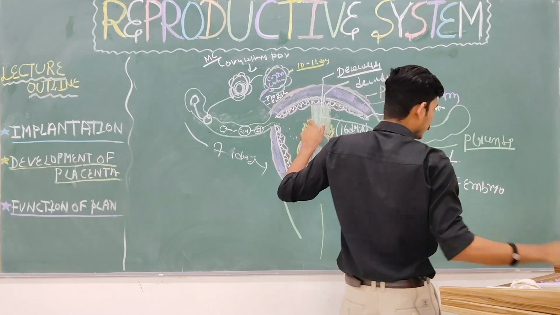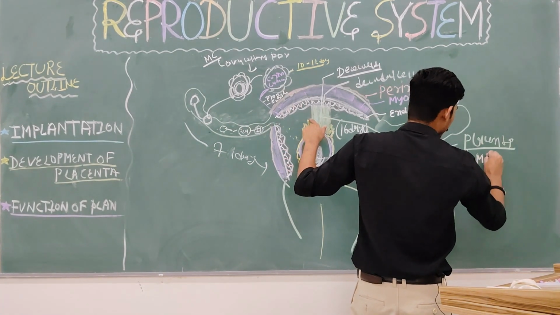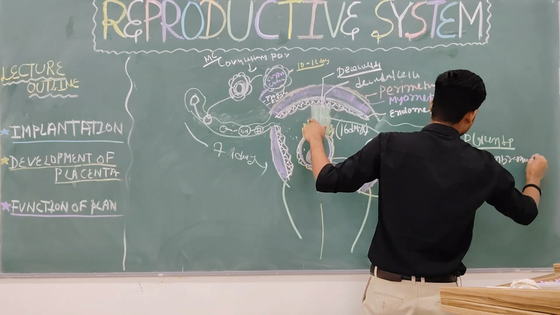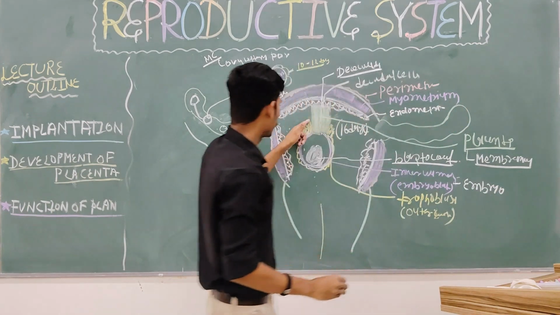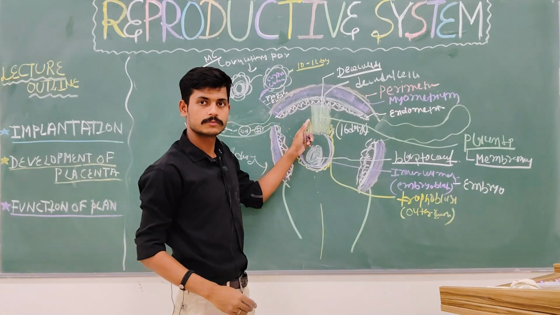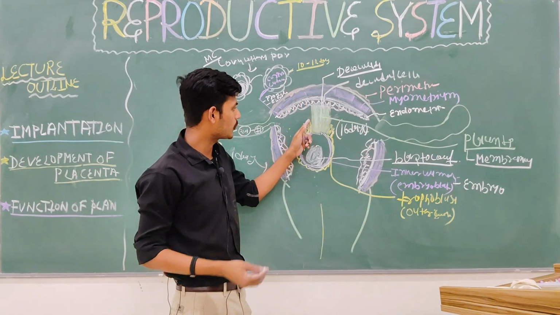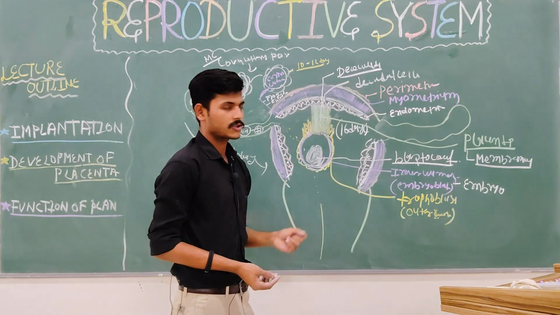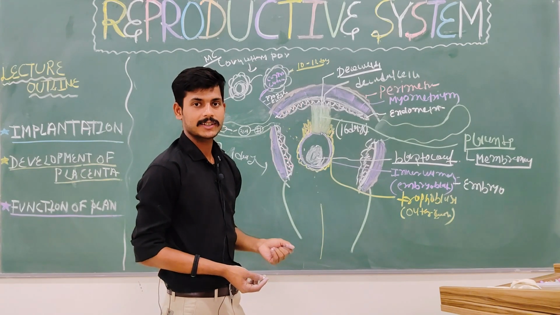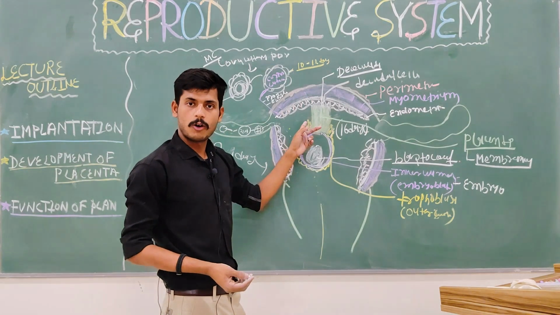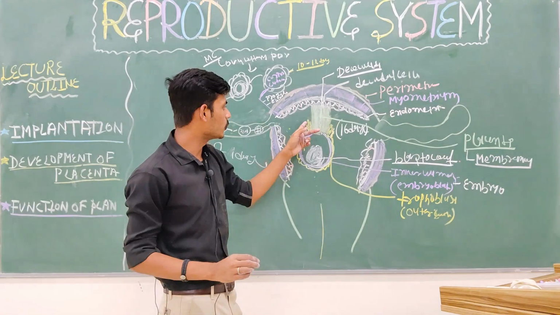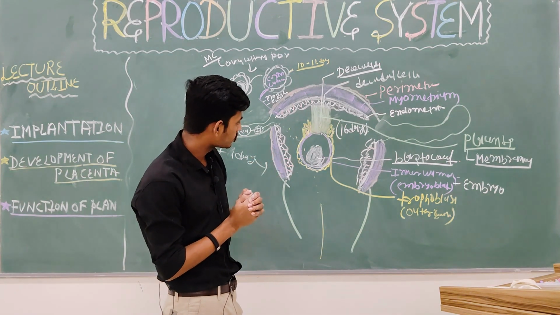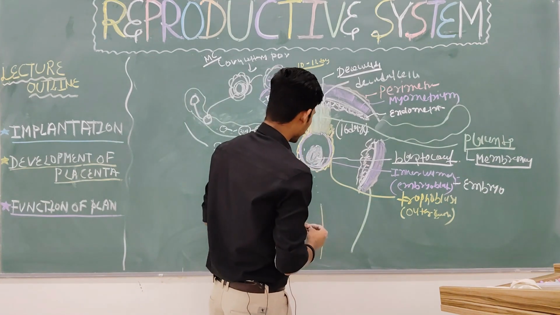Write it down. Placenta is a membranous structure which forms after the 10 days of implantation, or you can say after the 10 days of fertilization, placenta will form. Understanding? No problem? Now, once the placenta forms, then what will happen ahead?